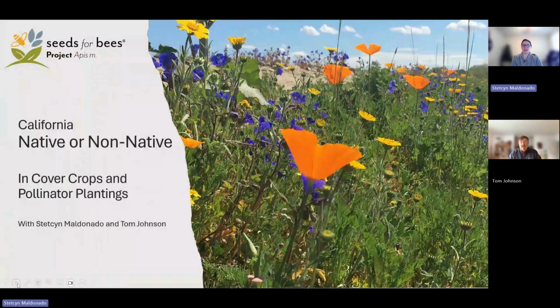Just so everybody knows, we're focusing on California. That's where the Seeds for Bees program is located. If you're out of the state, some of the plants that we mention might not be natives to your area, but the general ideas will help with your own endeavors.